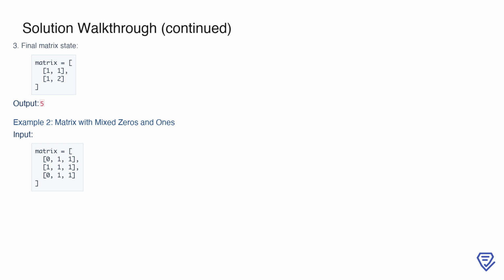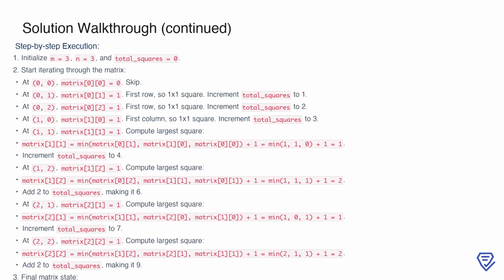Now, let's consider a new example with a 3 by 3 matrix that includes a mix of zeros and ones. This input matrix is 0, 1, 1, 1, 1, 1, 0, 1, 1. The goal remains the same, to count all square submatrices filled with ones. In this 3 by 3 matrix, we initialize m equals 3, n equals 3, and total_squares equals 0. Starting the iteration, at 0,0, the value is 0, so we skip it.